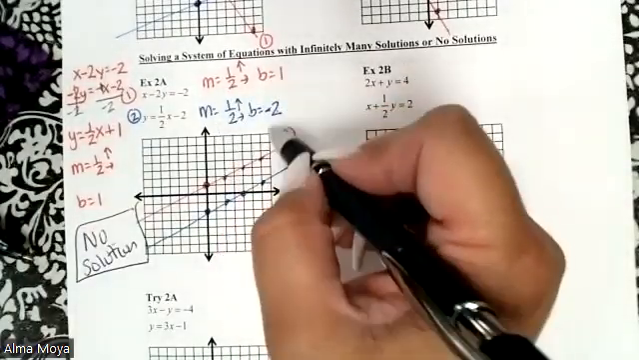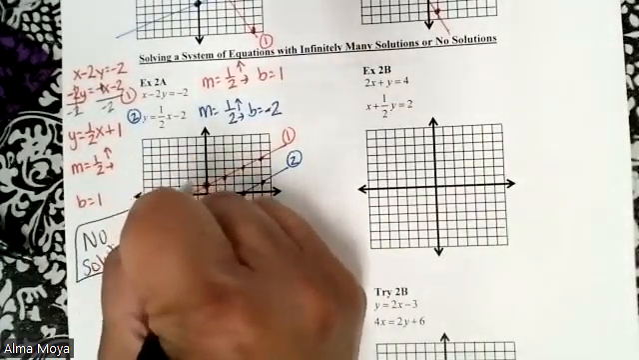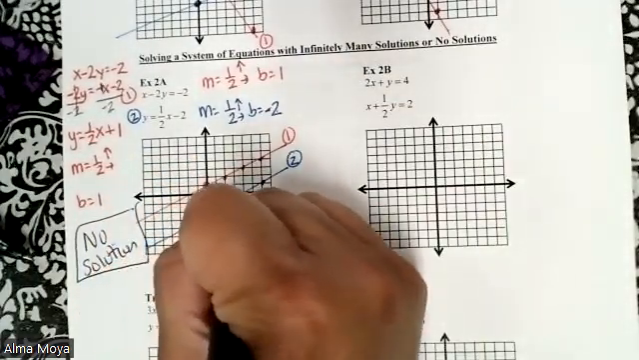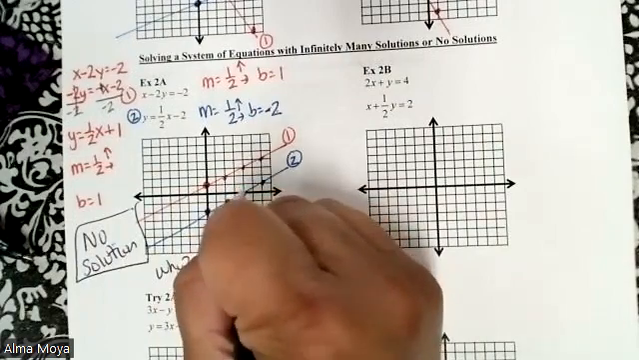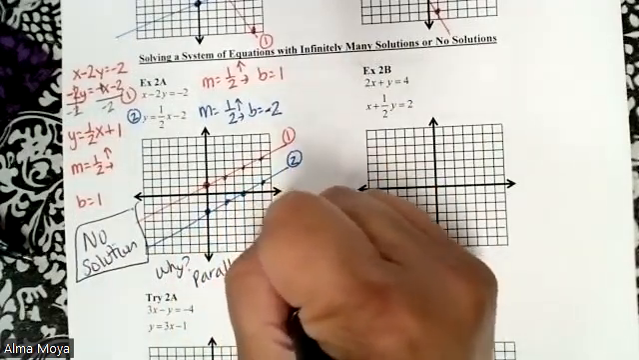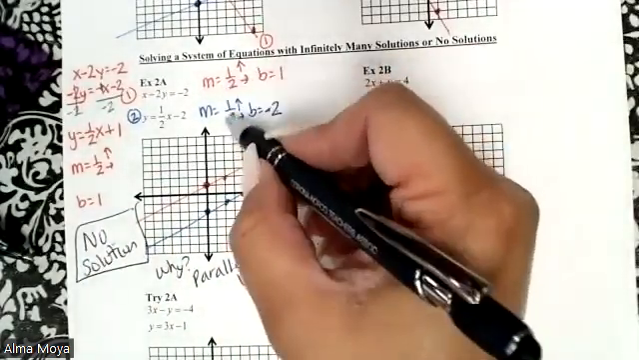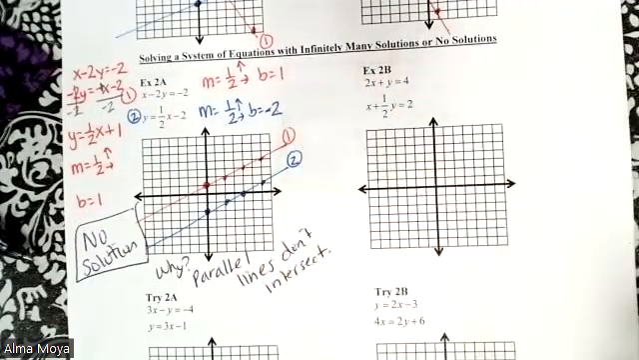Same slope, but different y-intercepts. So when I ask why, it's because they are parallel lines. They don't intersect. Parallel lines have the same slope, but different y-intercepts.